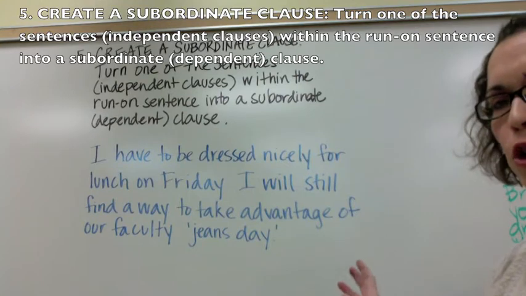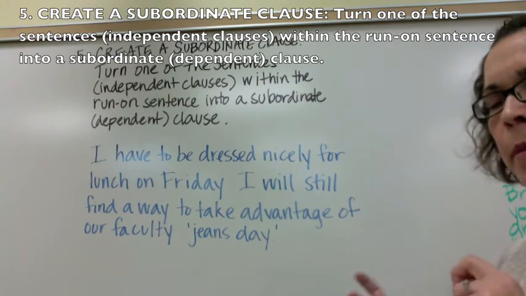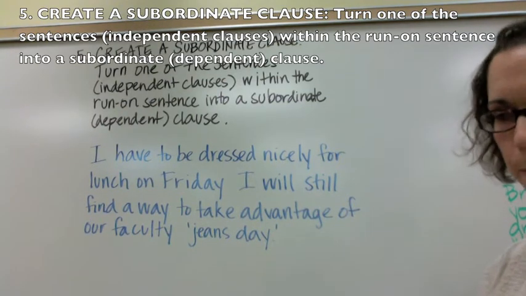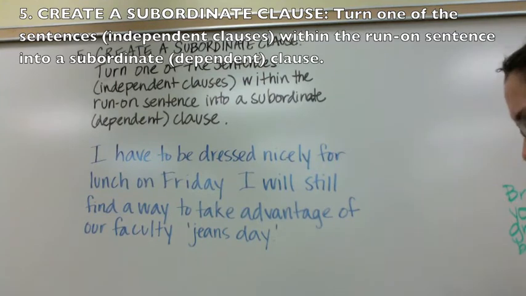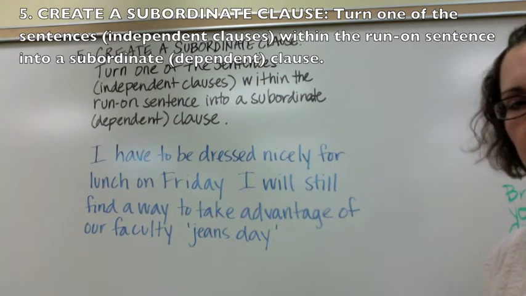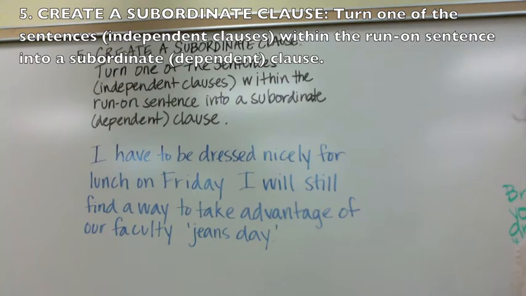I'm going to take the first piece of this, the first independent clause, and I'm going to take it from being independent and I'm going to make it dependent. I have to be dressed nicely for lunch on Friday. So in this case, I'm going to make it dependent by adding a subordinating conjunction. So I'm going to add although.